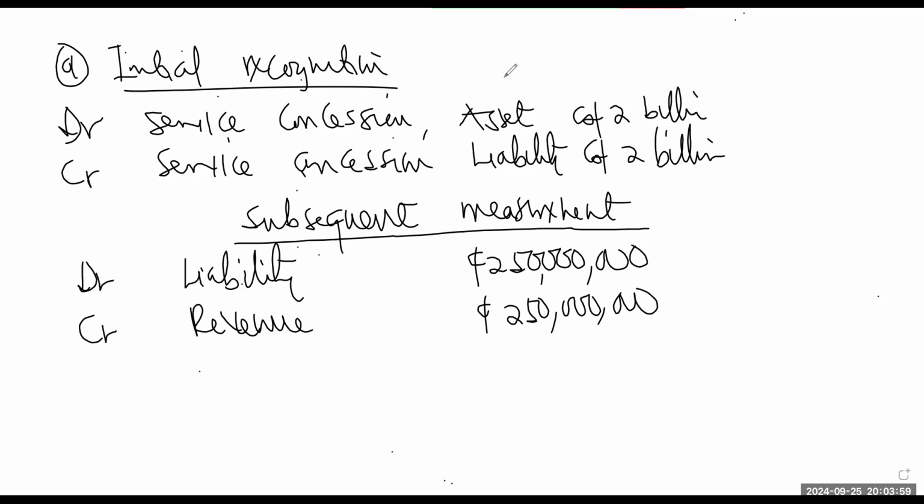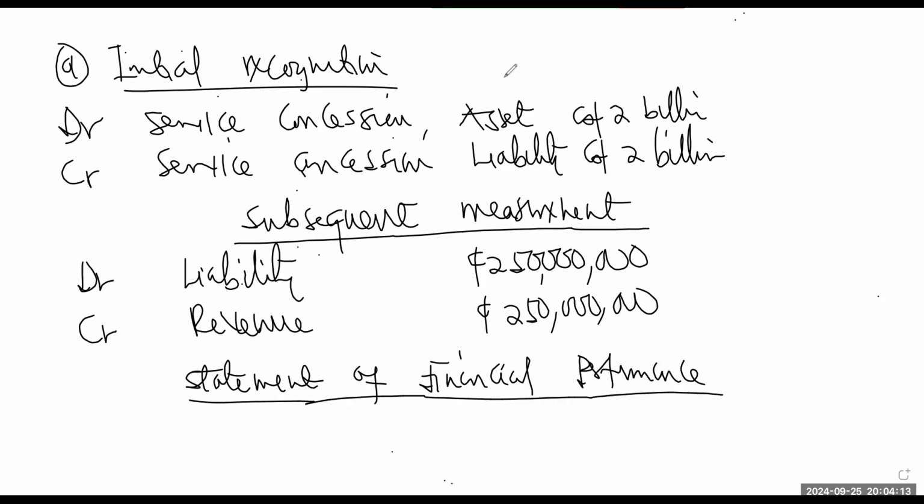Let's come to statement of financial performance. We have, let's say, the revenue. We can classify the revenue to be grants or donation or anything. Let's just say we are writing it in million, so this will be million at the top here. So that will be 250 million, isn't it?